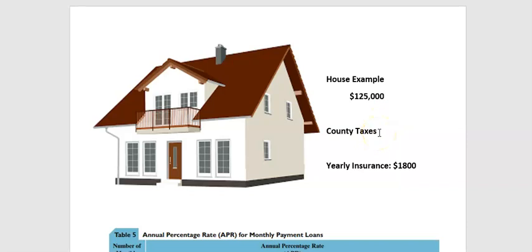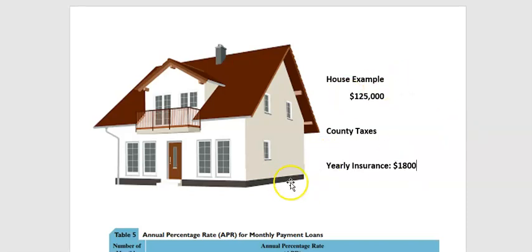It's in the county, so it's going to pay county taxes, and then we have our yearly insurance, how much we're going to pay for the insurance yearly. And we talked about in class how the taxes and insurance are often divided up into monthly payments so that you don't have to, at the end of the year, have $1,800 to pay. You can pay a little bit every month as you go along. And so that's what we're going to assume that we're going to do.